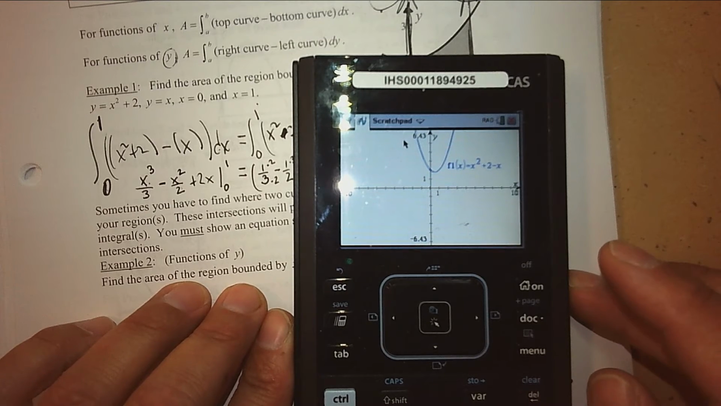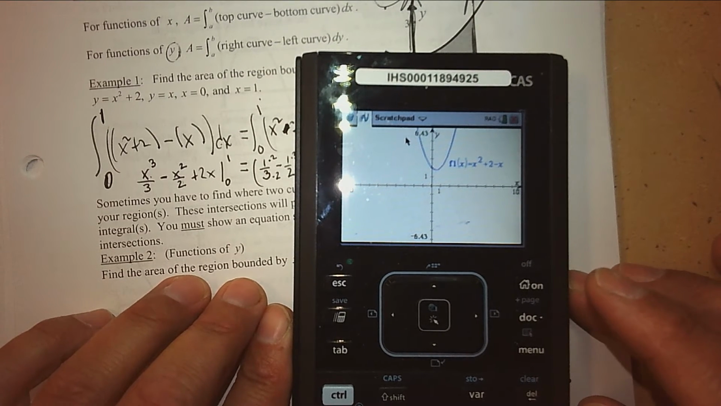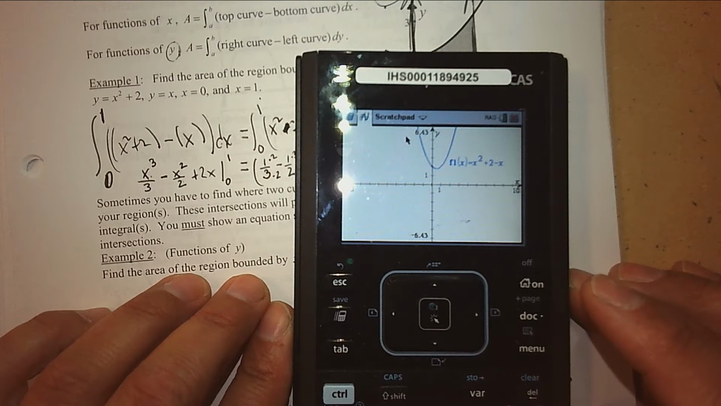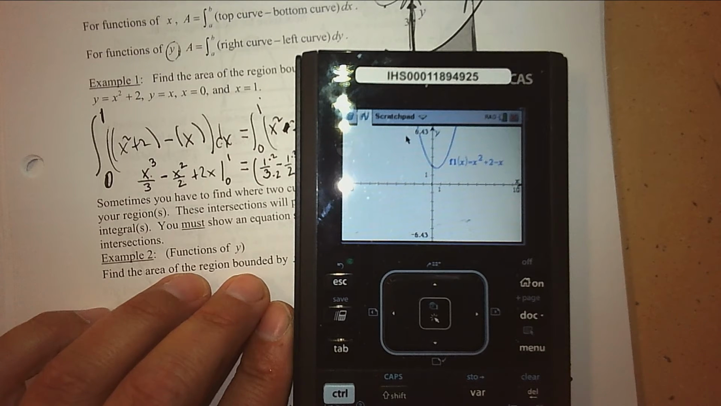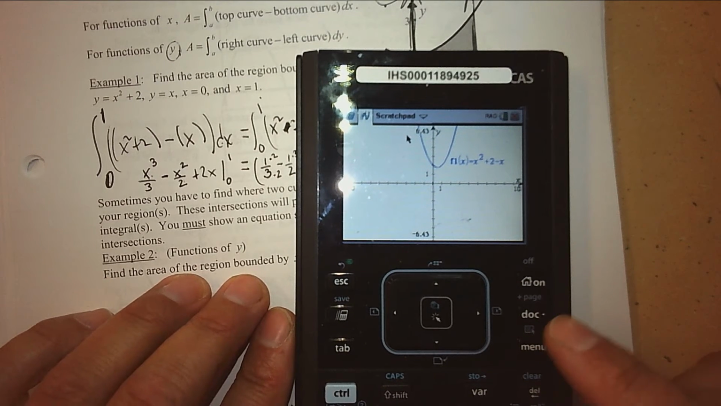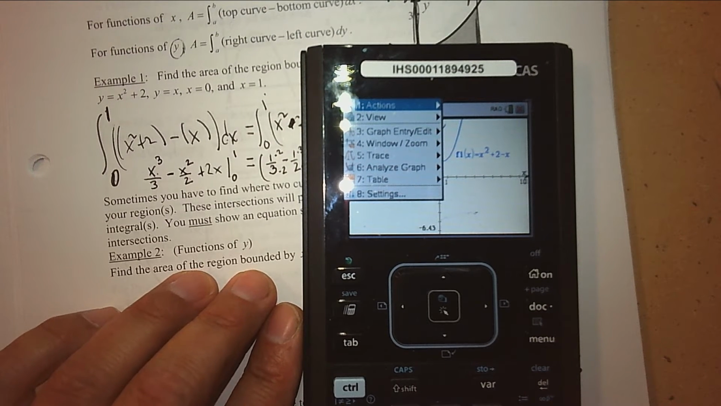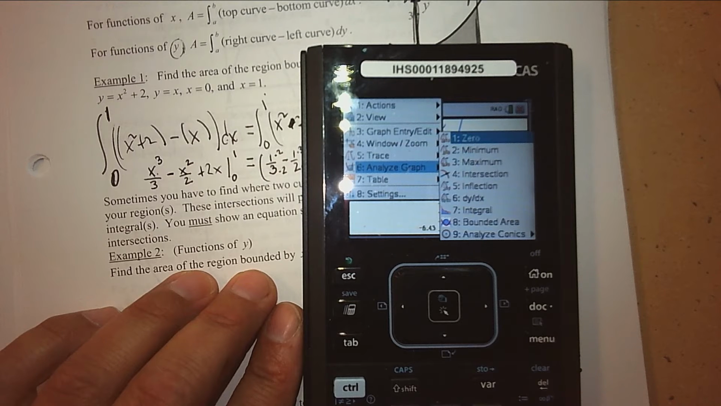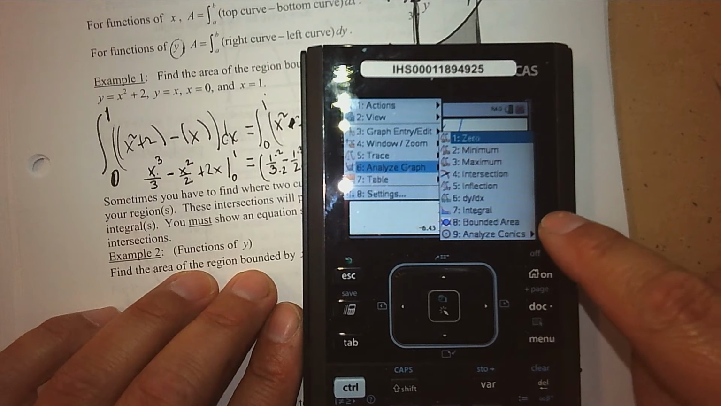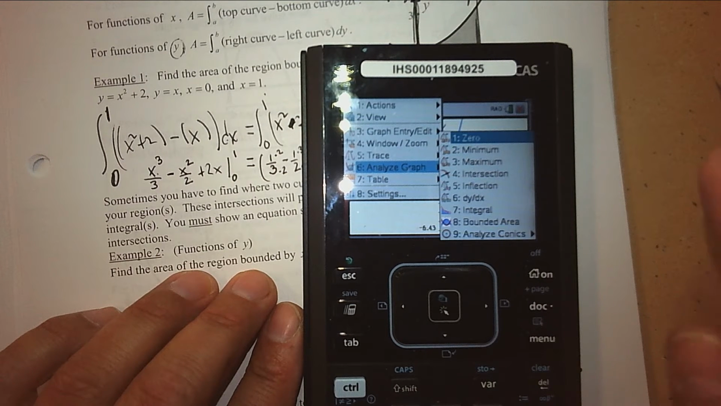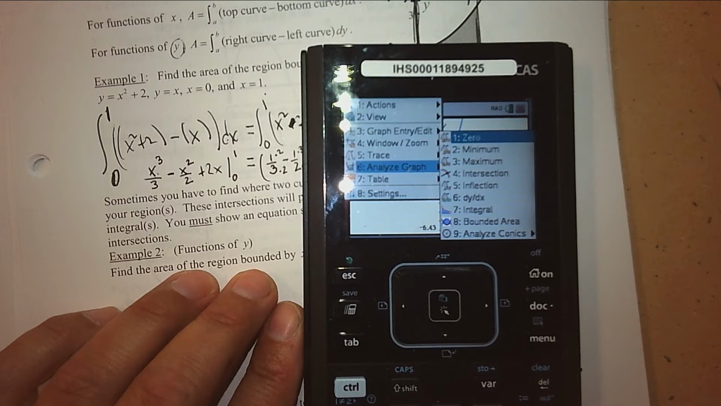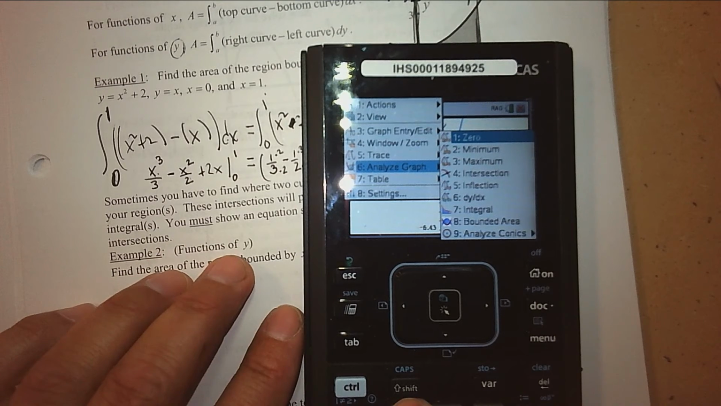Now, how do I integrate using my graph? I just want to show you something else you can do with your calculator. If you press menu, what would you think you would go to? Analyze graph, and then what would you go to? Yay, I see that, right? Oh, there's even a bounded area one. Let's do the integration, and then maybe we'll try the bounded one later. But right now we already set it up where we can just integrate.